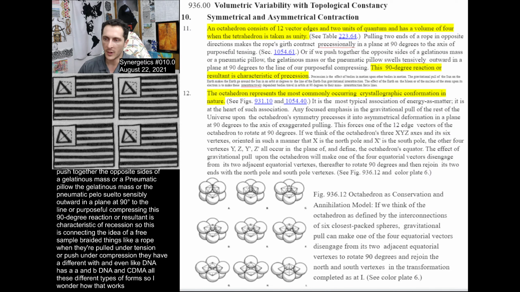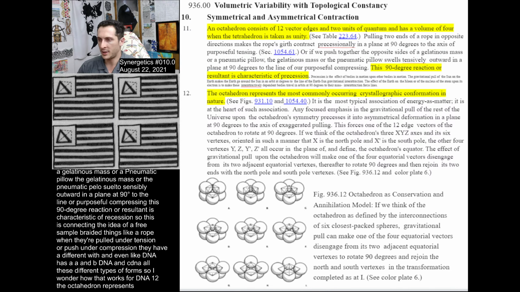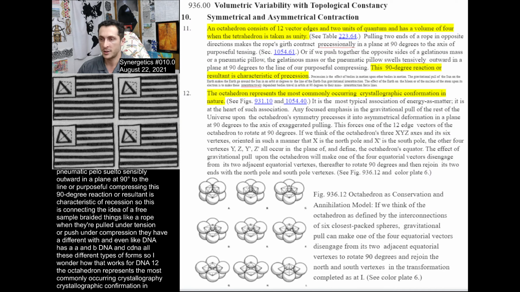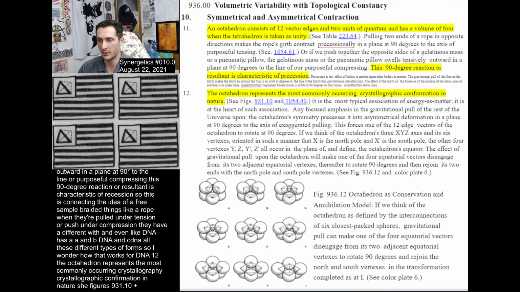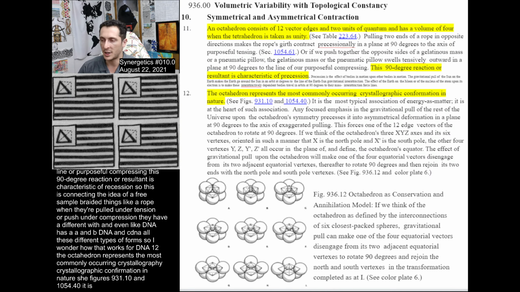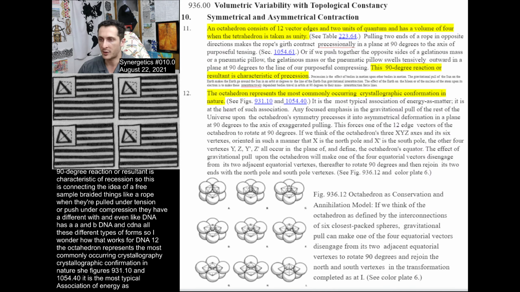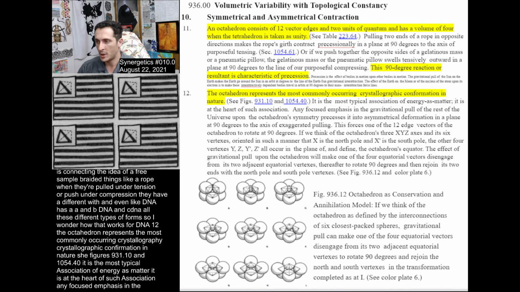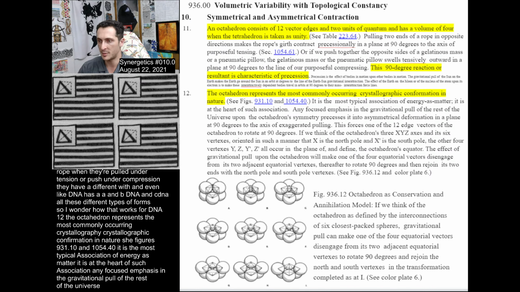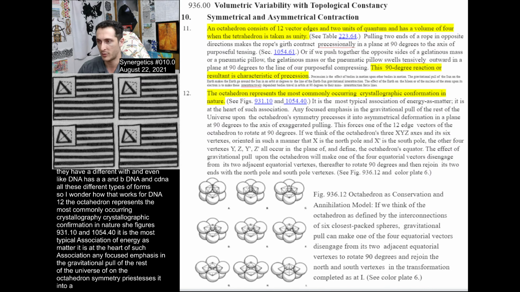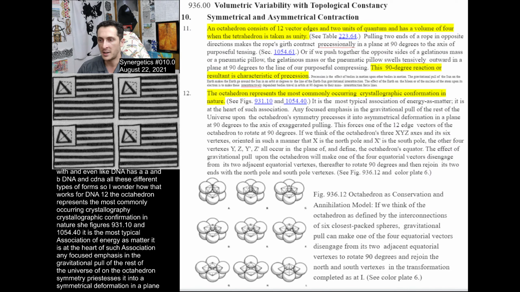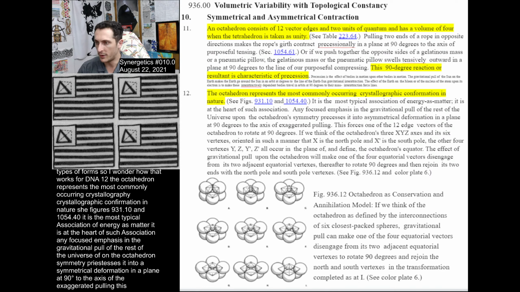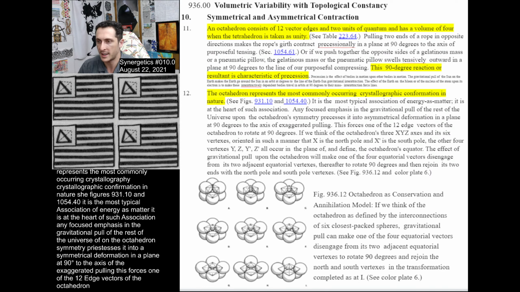12. The octahedron represents the most commonly occurring crystallographic conformation in nature. See figures 931.10 and 1054.40. It is the most typical association of energy as matter. It is at the heart of such association. Any focused emphasis in the gravitational pull of the rest of the universe upon the octahedron's symmetry precesses it into asymmetrical deformation in a plane at 90 degrees to the axis of the exaggerated pulling. This forces one of the 12 edge vectors of the octahedron to rotate at 90 degrees.